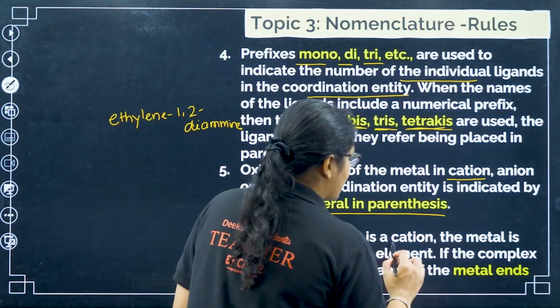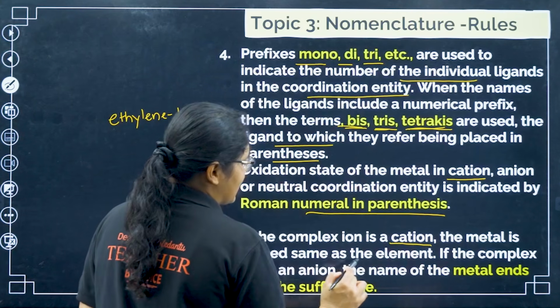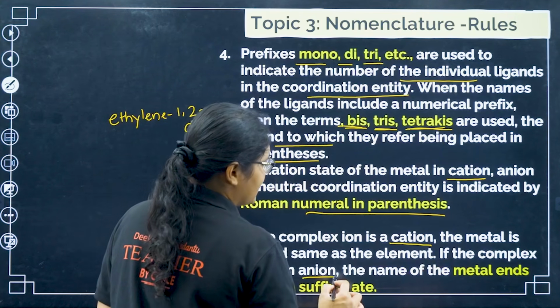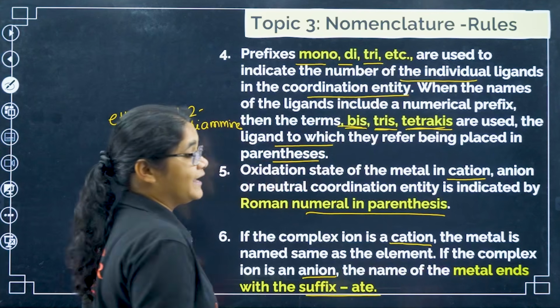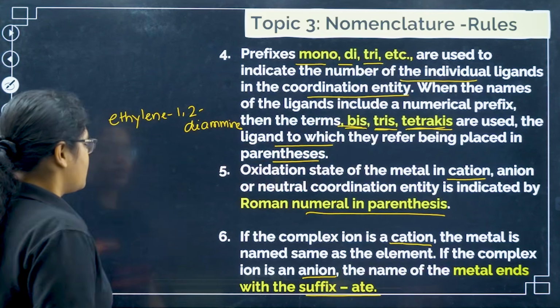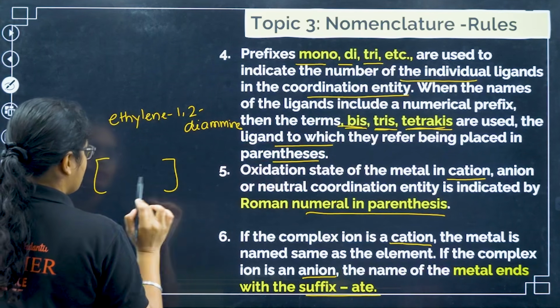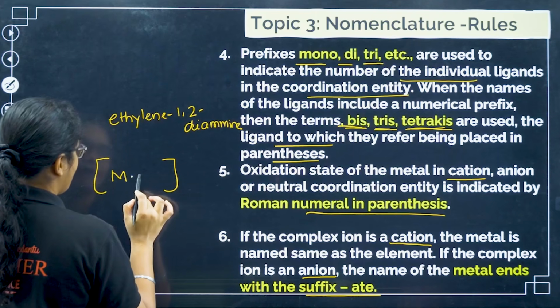Next, if the complex ion is a cation, the metal is named the same, but if the complex ion is an anion, then the metal name ends with the suffix ate. Okay, so we have a complex ion, and if you have metal and ligand.